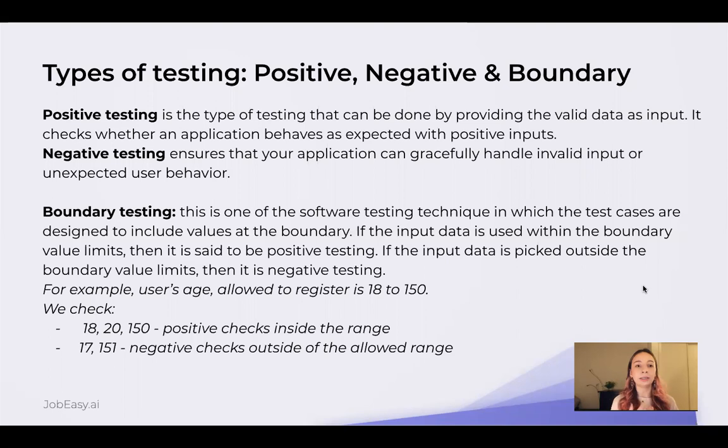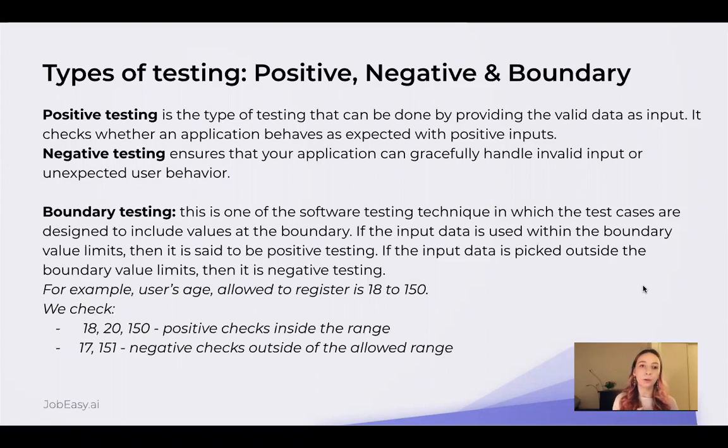Second type here is negative testing. Negative testing is a type of testing that is basically trying to make sure that your application behaves as expected when you are doing unexpected behavior or when you are inputting invalid data, right? So this type of testing is basically trying to make sure that your application can handle all the error cases. It can handle unexpected user behavior. It can handle invalid inputs.